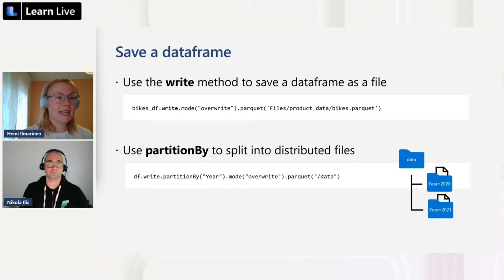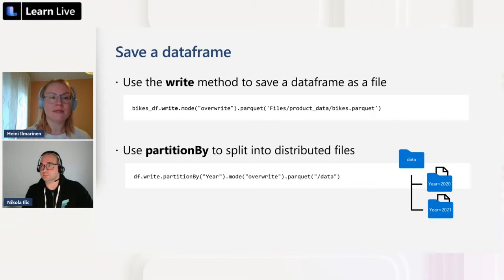In this case, we are writing a Parquet file. In that Parquet section, we are specifying where we want that to go. So we have the Files section of the Lakehouse portion that we're using, and then a subfolder called product data, and then we're saving the data frame as bikes parquet in this case.